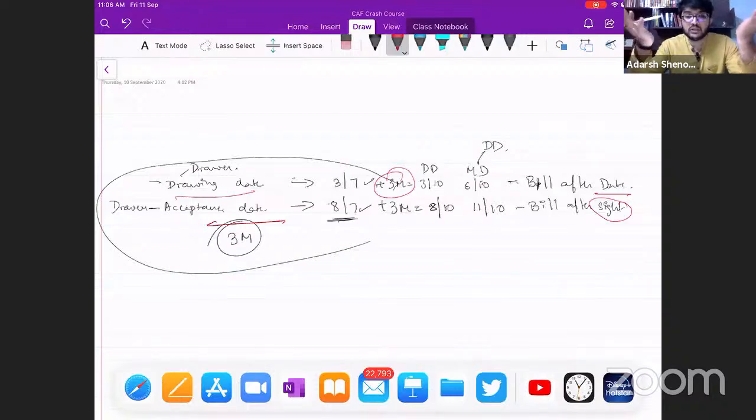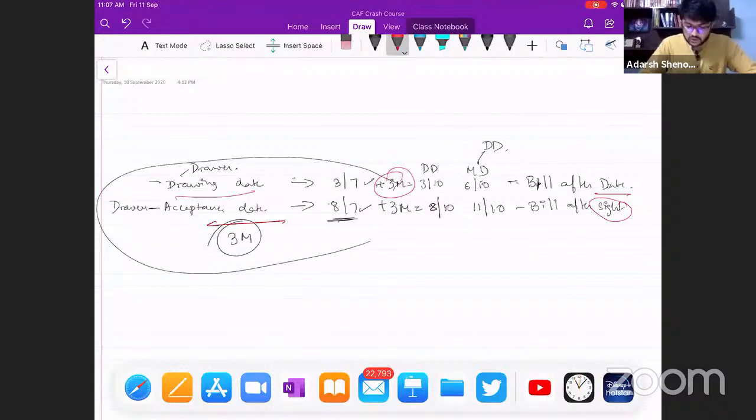In the bill, it will be written that whenever it is presented for payment, you should make the payment. So here there are no specifics about the term of the bill, the drawing date, or the acceptance date. All this is irrelevant. We just consider the bill at sight. That means the date of presentment itself is the maturity date.